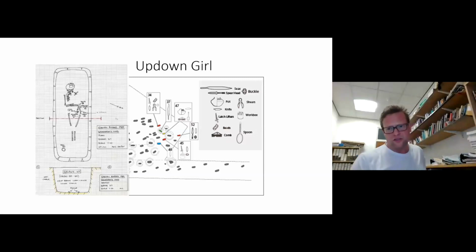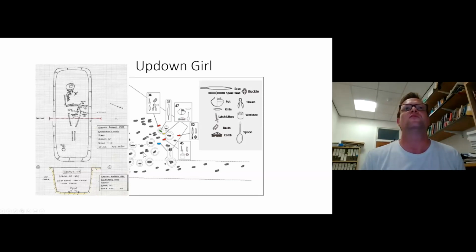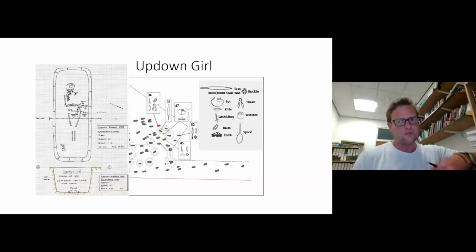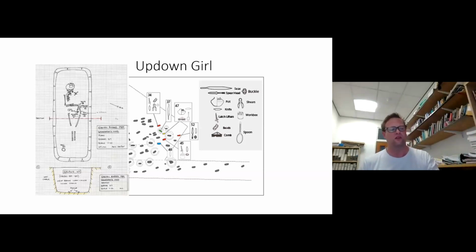And then finally, I think the individual that received the most press coverage of all has now been called Up Down Girl. And this individual was also from Eastry in Kent. She was also aged about 12. She was buried with a pot and a comb, and 33% of her genetics points to West African ancestry.